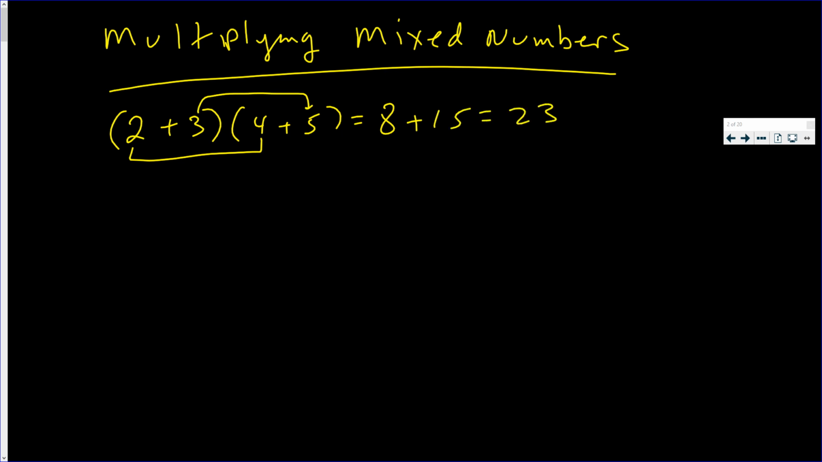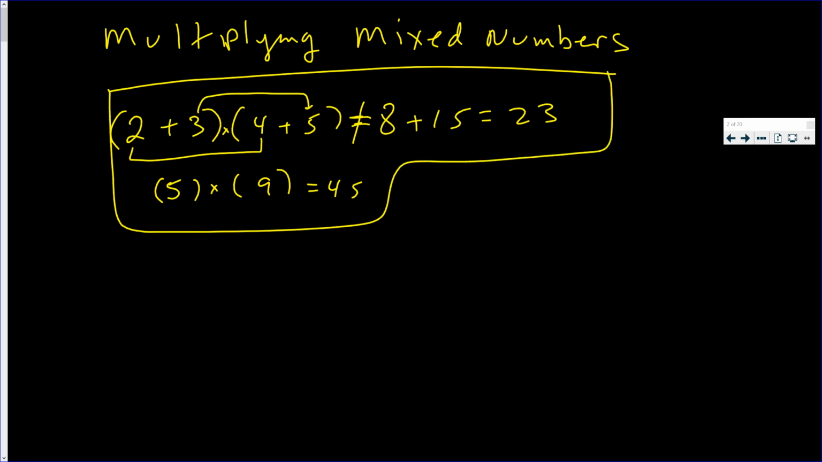That would be 23. But we all know that 2 plus 3 is 5, and that 4 plus 5 is 9, and when we multiply them, we get 45. So it doesn't work. I'm going to make it clear in a moment, I hope, why I'm showing you this.